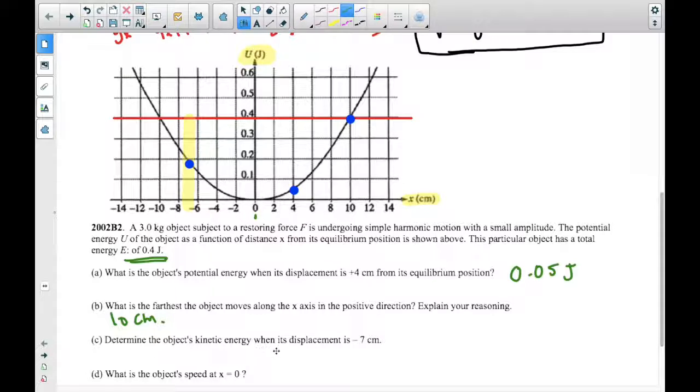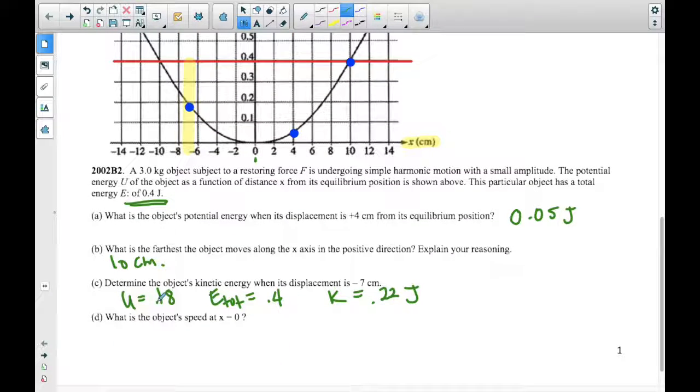Part C, determine the object's kinetic energy when its displacement is -7. All right, they are being pretty nitpicky here, but when you read graphs, they want you to be reading very precisely. So you might have thought that was at 0.2. I actually thought it was at 0.2 also, but as I look closer, maybe it's closer to 0.18. And so the potential energy is 0.18, but our total energy is 0.4. So that must mean that what's left over is the kinetic energy, which is 0.22 joules. Because the kinetic plus the potential has to equal the total, and the total is 0.4.